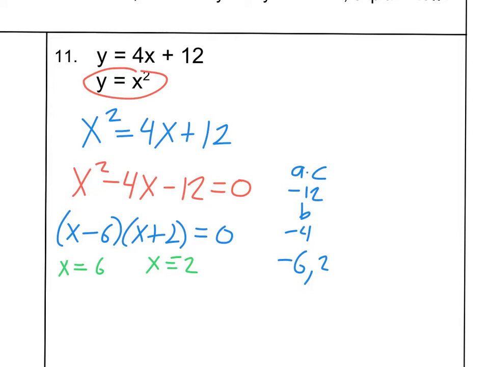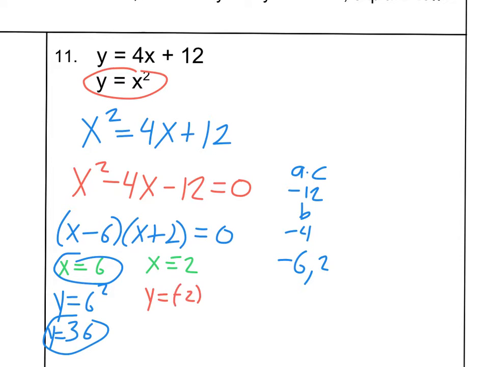Okay, so if y equals x squared, y equals 6 squared, which is 36. That's one of my answers, 6 and 36. And then my other answer, if x equals negative 2, y equals negative 2 squared, which is 4. So y equals 4, and x equals negative 2 would be my second answer.